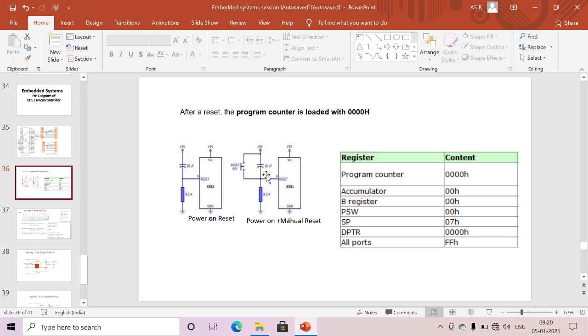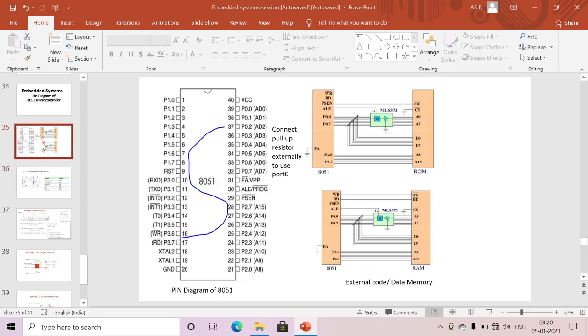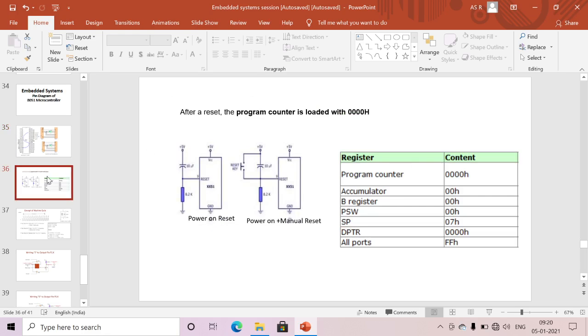Whenever the reset happens, my program counter is reset to 0, and also the accumulator, B register, and PSW are all reset to 0, and the stack pointer will always be loaded with 07H, and DPTR also 0, and all ports will be loaded with FF. Initially we need to remember this. All ports loaded with FF means 8 ones, all 8 pins will be written to 1. If I am writing 1, the pin will be connected to 5 volts.